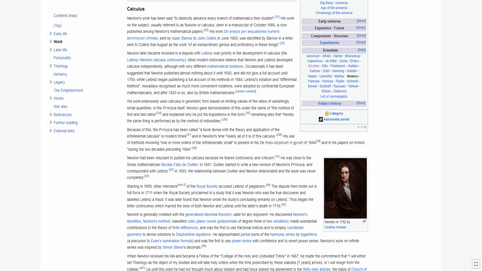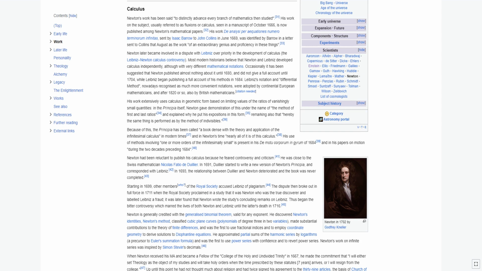Starting in 1699, other members of the Royal Society accused Leibniz of plagiarism. The dispute then broke out in full force in 1711 when the Royal Society proclaimed in a study that it was Newton who was the true discoverer, and labeled Leibniz a fraud. It was later found that Newton wrote the study's concluding remarks on Leibniz. Thus began the bitter controversy which marred the lives of both Newton and Leibniz until the latter's death in 1716.